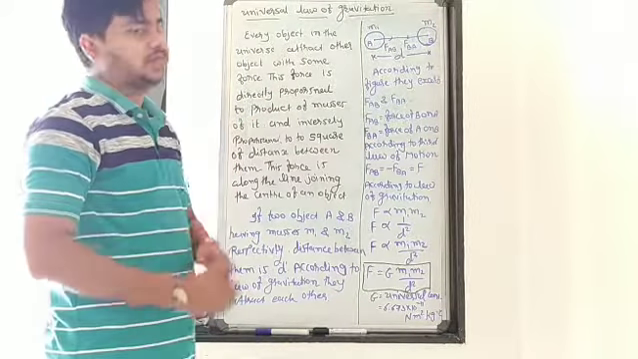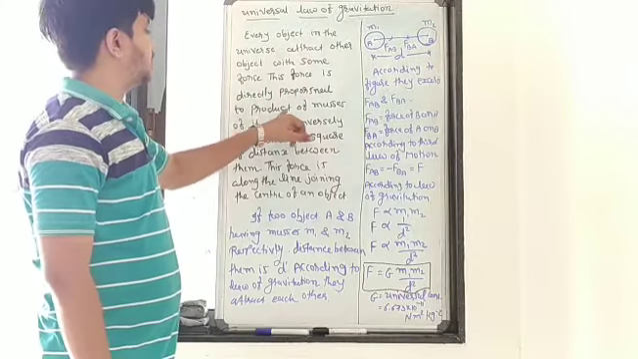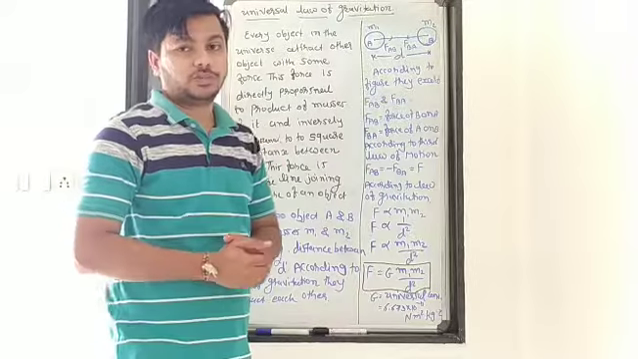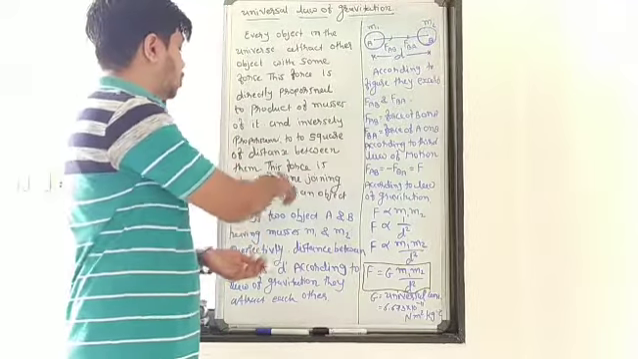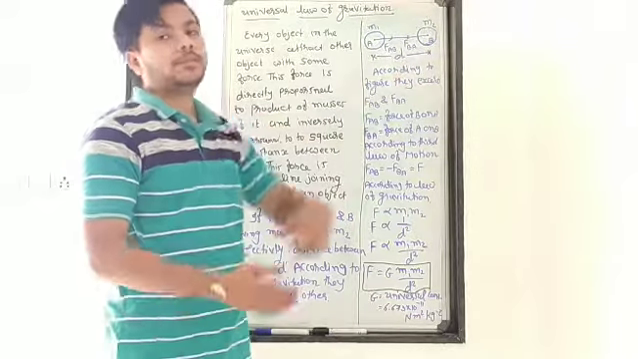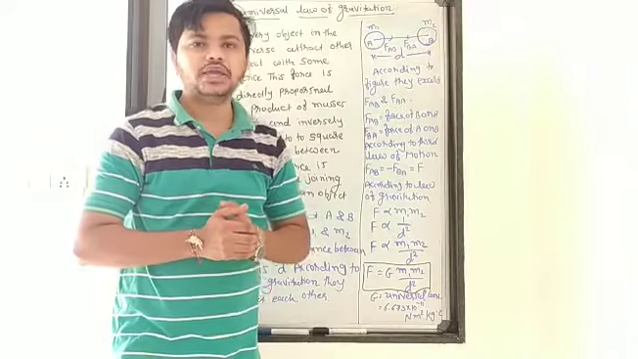Every object in the universe attracts the other object with some force, which is directly proportional to the product of masses and inversely proportional to the square of the distance between both of them. And this force is along the line joining the two centers of the objects. If we think that there are two objects A and B of masses M1 and M2, and both are at d distance from each other.